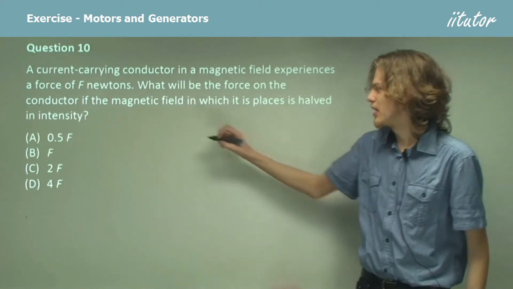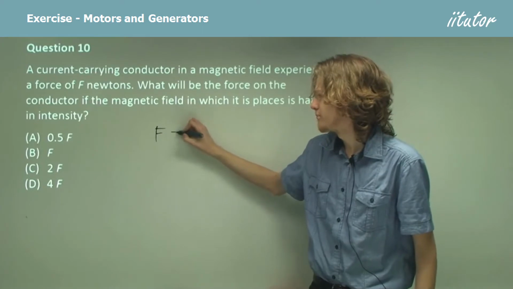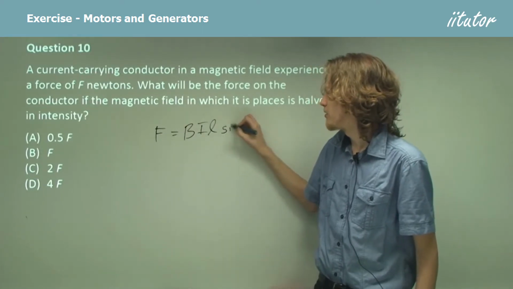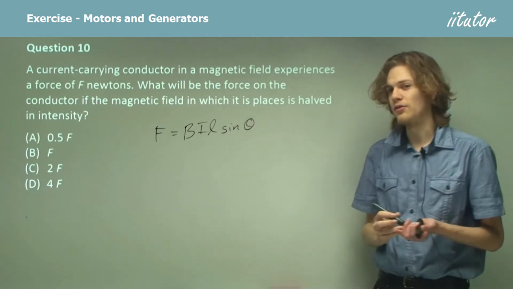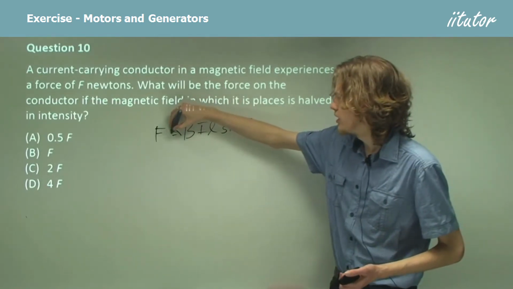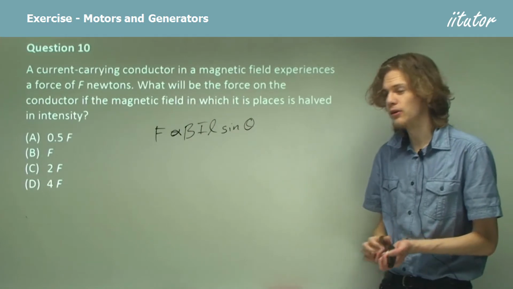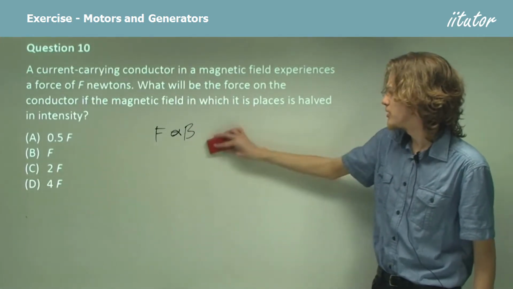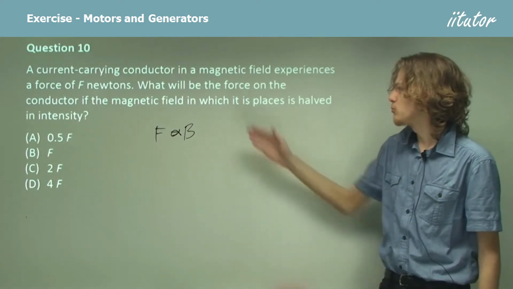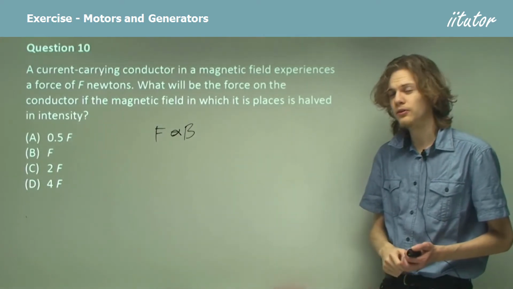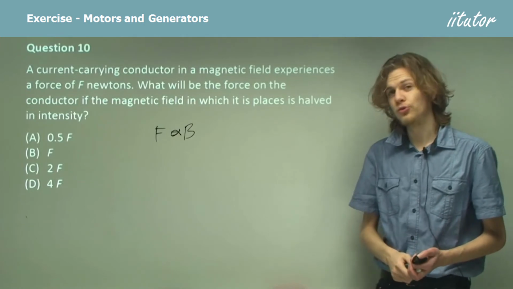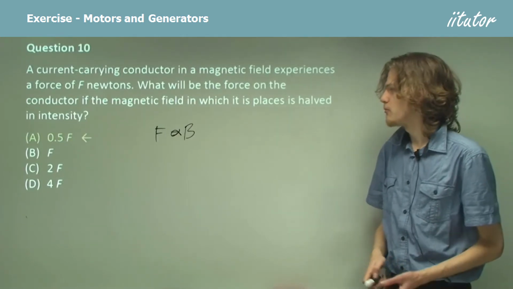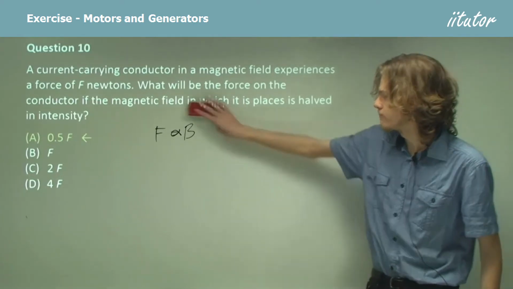So once again, we can use F equals BIL sine theta. But this time we're not worrying about IL or sine theta, so we can just say that force is proportional to the magnetic field strength. Once we have this, it's pretty easy to see what happens when we halve the magnetic field intensity. The force will also halve. So the new force will be 0.5F. And we can see that that's the correct answer.